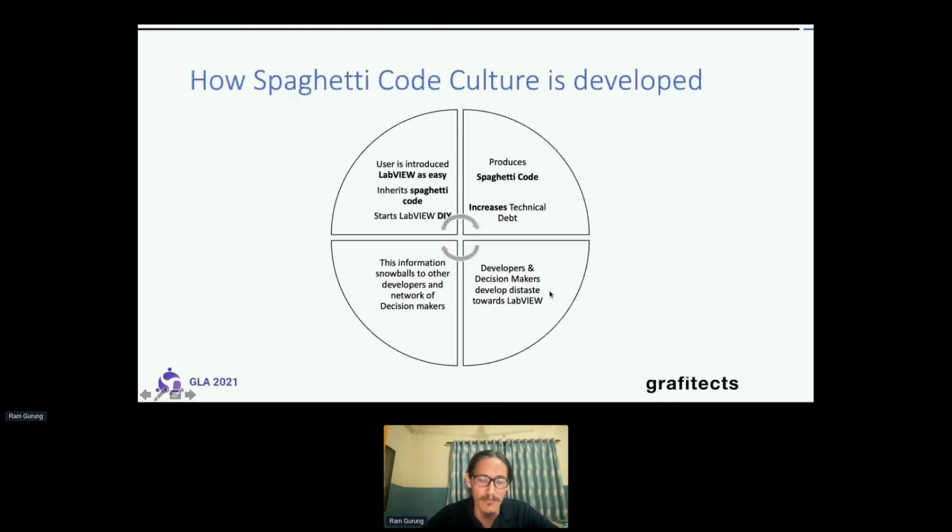and developers as well as decision makers, even managers, will develop a bad perception, because they think LabVIEW is just consuming time and energy, and it's not delivering. And this is going to snowball, and then it will spread to all your community members, and people develop this psychology, and you will go around in this never-ending circle.